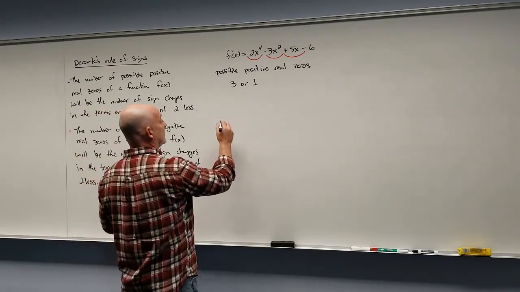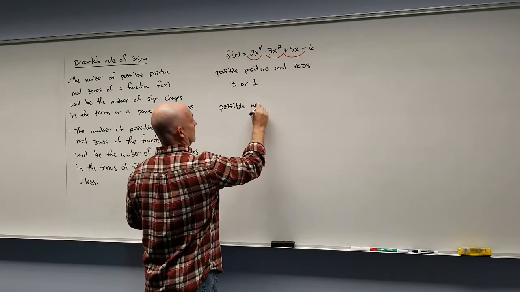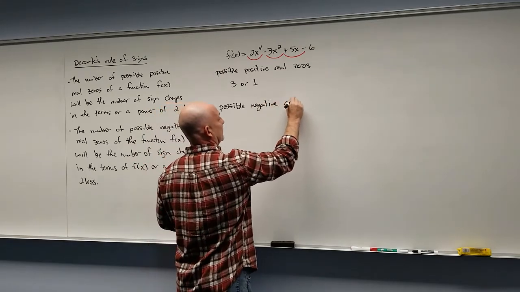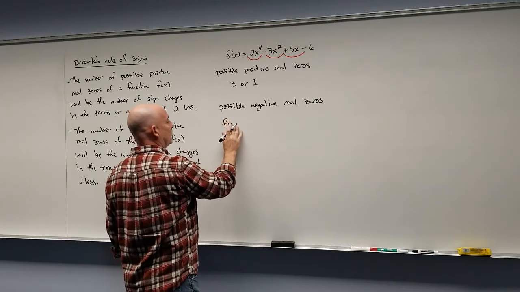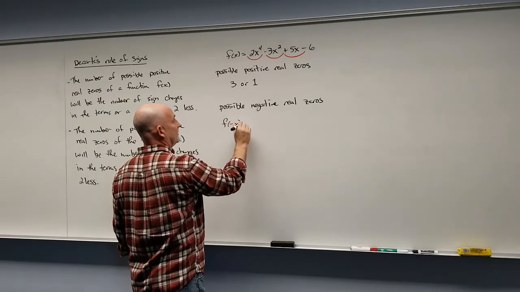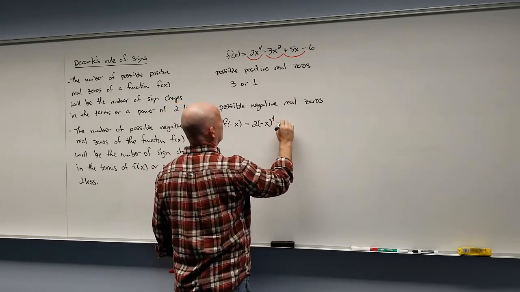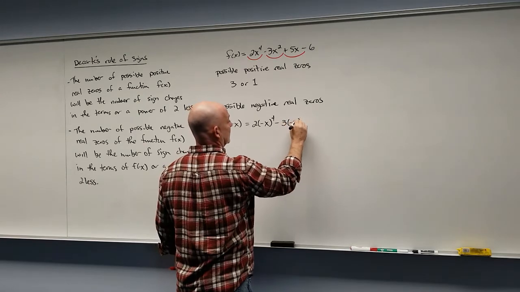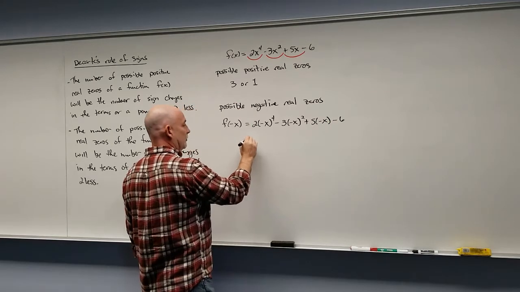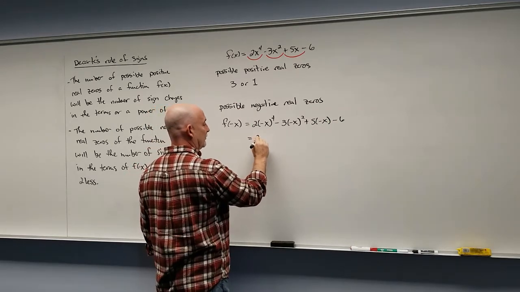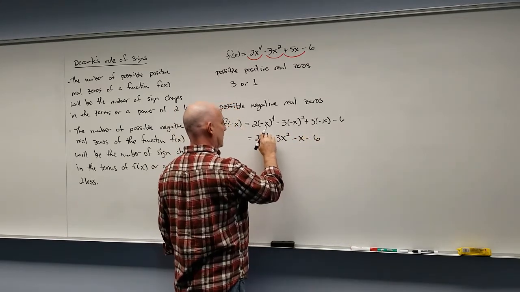All right, so let's take a look now at the possible negative real zeros. So what we've got to do is a little bit of algebra first. Let's do f of negative x. That means take this function, everywhere there's an x, put in a negative x. That's 3 times negative x squared plus 5 times negative x minus 6. And simplify. Remember, a negative to an even power is positive, and a negative to an odd power will stay negative.